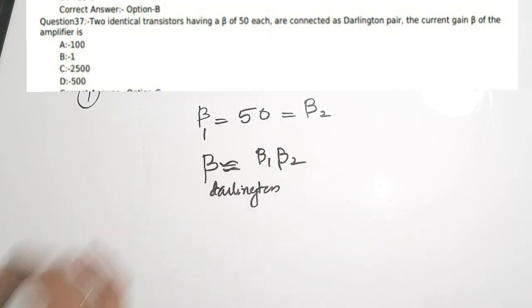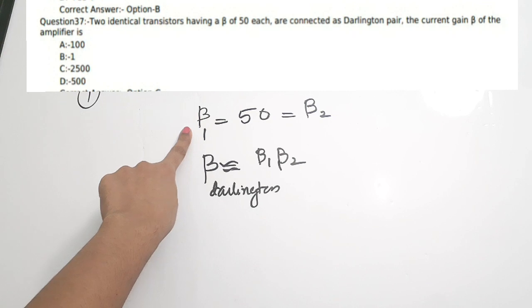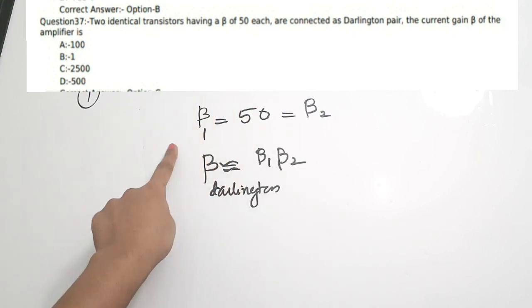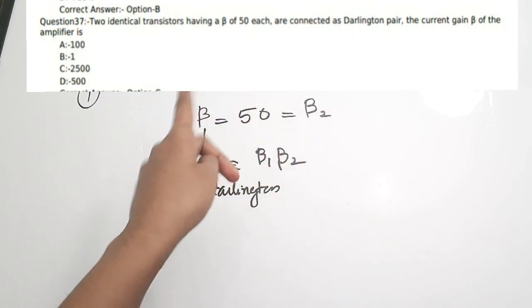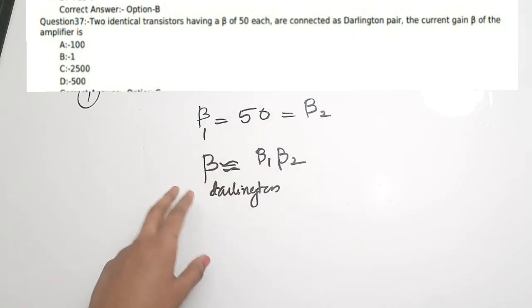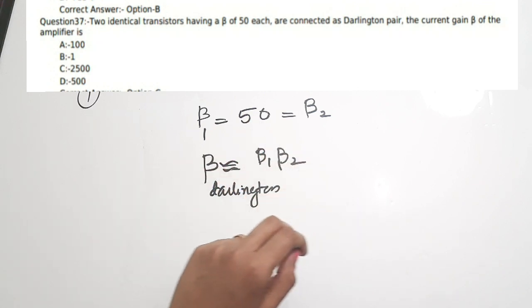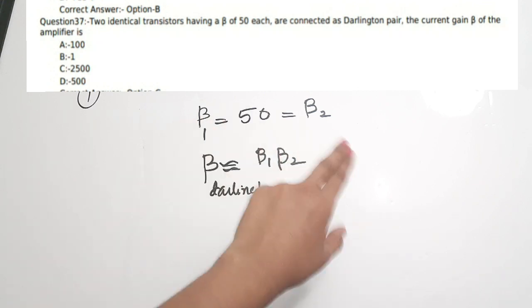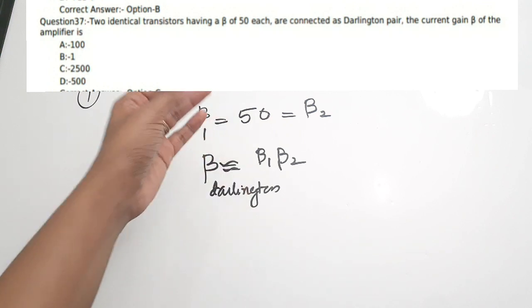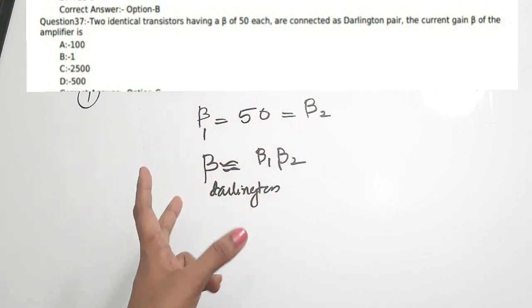So this is a relation. In a Darlington pair, there are actually two transistors connected. So if beta 1 is the current gain of the first transistor and beta 2 is the current gain of the second one, then the total beta, that is the total current gain of the combination, will be approximately equal to beta 1 into beta 2. Here both the beta values are same, so you have to take beta 1 equal to beta 2 equal to 50. But in some cases it will be different.